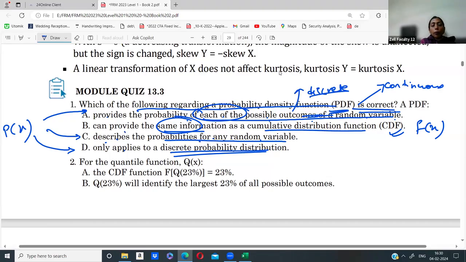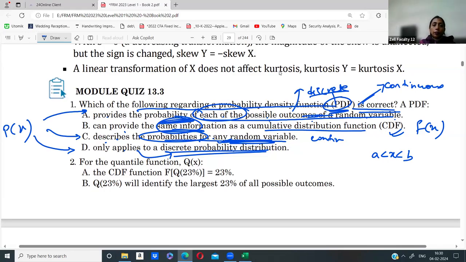It describes the probabilities of any random variable. Does it describe for any random variable? No. If again it is continuous, we can't describe the probabilities. We can only tell the probability between a range. It only applies to discrete. No. PDF applies to both discrete and continuous. And hence, B shall be your correct answer.